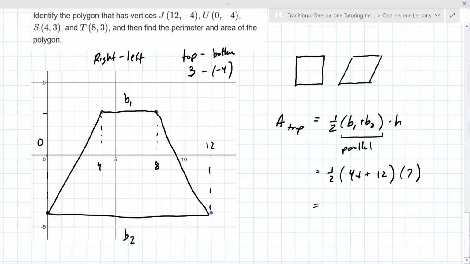Perfect. Okay, so this is 16. Half of 16 is 8. 8 times 7 is 56.